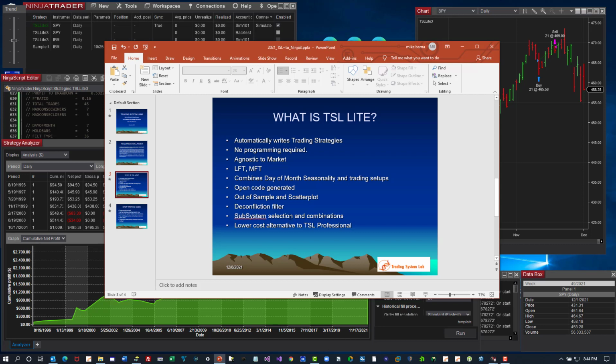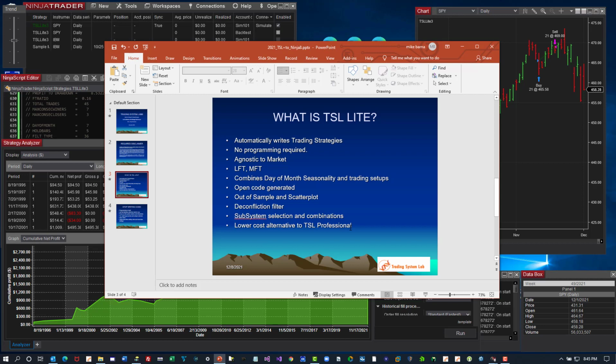We can also select individual subsystems and merge them together into a supersystem in a nearly unlimited number of combinations. So the flexibility in doing this kind of work is substantial in that you can combine these subsystems into a supersystem or trade the individual subsystems as they are. This is really a lower cost alternative to the full TSL professional platform, which is a much more complicated and complete platform that still does not require programming.